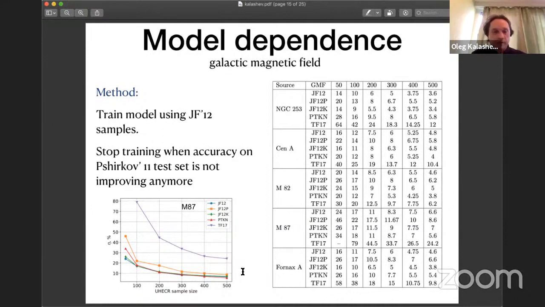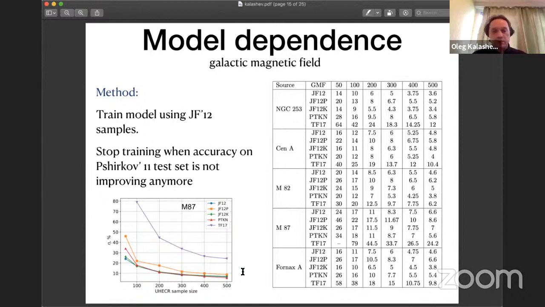And to avoid this behavior, we decided to use a kind of early stop technique. That is, while training, we were still training our classifier using the baseline magnetic field model, but while training, we were monitoring the performance of the test statistic on the alternative magnetic field model. And when the test statistic performance stopped growing, we stopped training. So that was a kind of early stop technique.